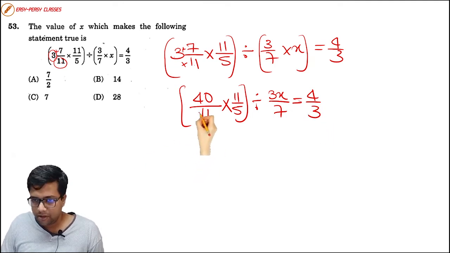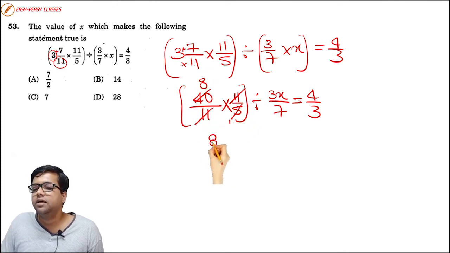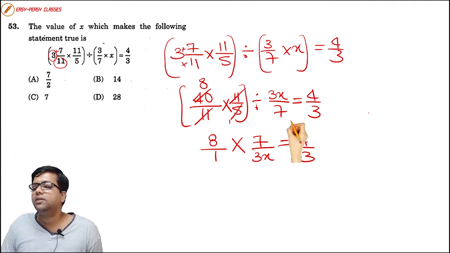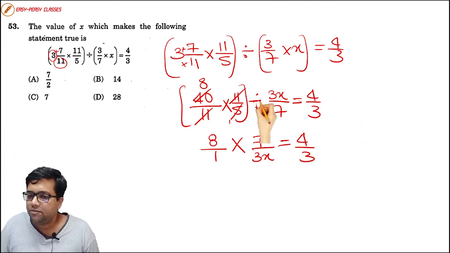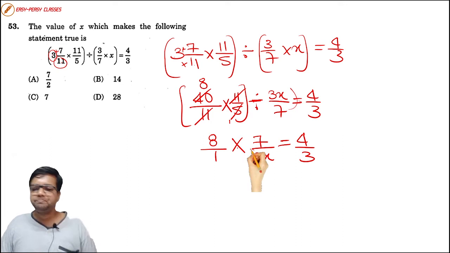Okay. Now you can cancel 11 here itself. You can cancel 5 ones and 5 8s. So this becomes 8 by 1 divided by, instead of writing divided by, I will directly write multiplied by 7 by 3x, so that I can reduce one step, 4 by 3 on the right hand side. So the division sign was there, I just made it a multiplication sign. You know, when it is made a multiplication sign, the numerator becomes the denominator and the denominator becomes the numerator. These two terms get interchanged with their positions.